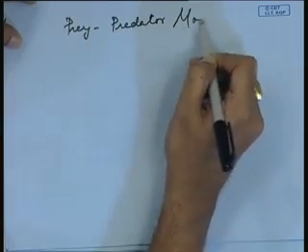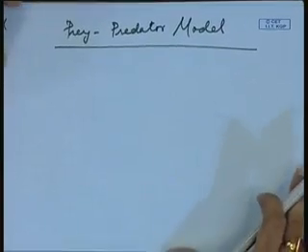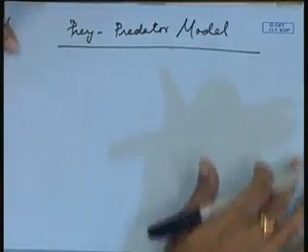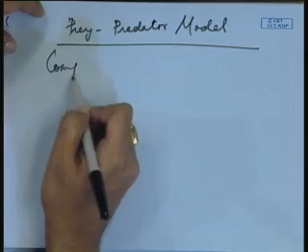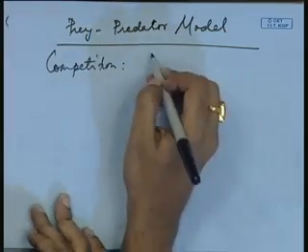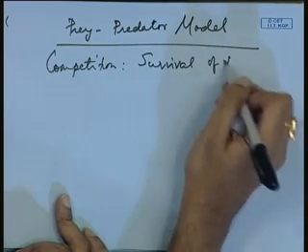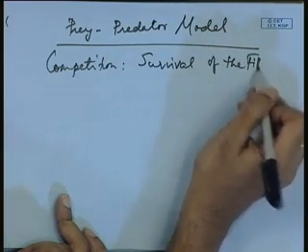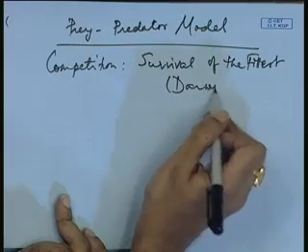So, the next thing that we look at is the prey-predator model, and this is a more interesting model, because if the growth of one organism does not hamper the growth of the other, it is not as interesting. Here what happens, there is competition, and the survival of the fittest theory of Darwin comes into play. Okay.